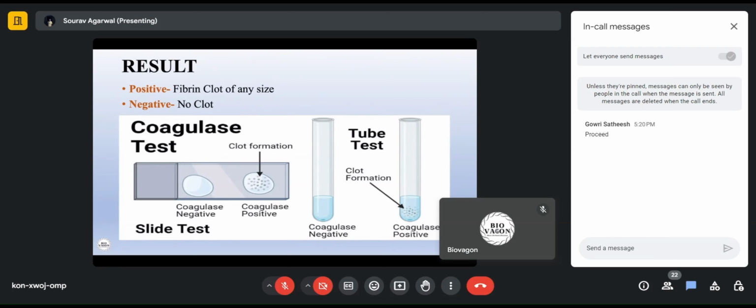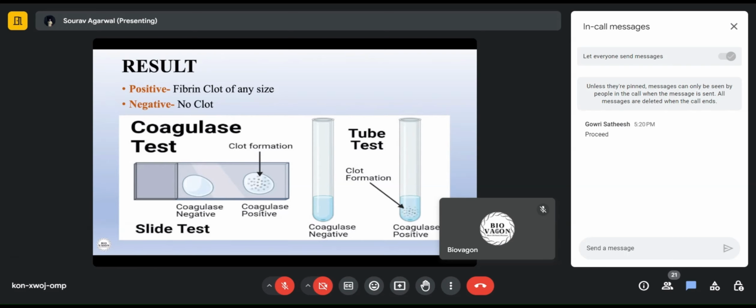While performing this test, we need to make sure about two things. One, if we observe clumping in both the slides in the slide test, it indicates auto-agglutination, which means that our organisms are not showing proper results during the slide test. So we have to go ahead and perform this test by the tube test method.